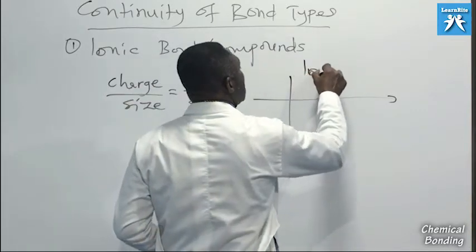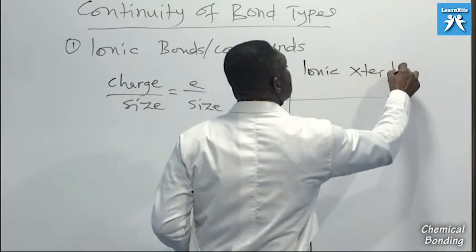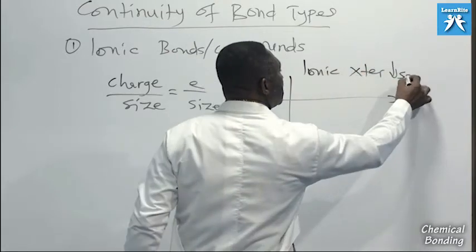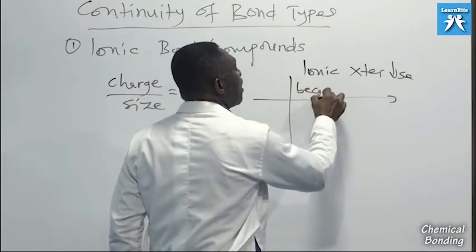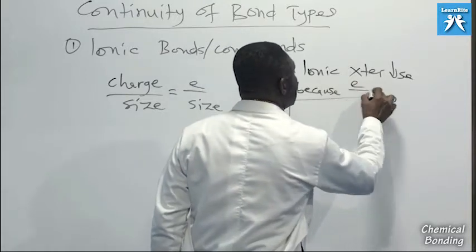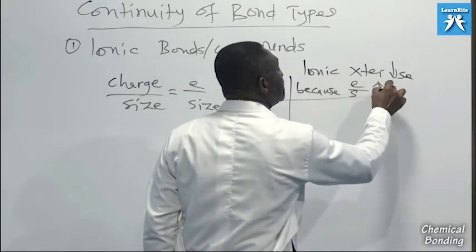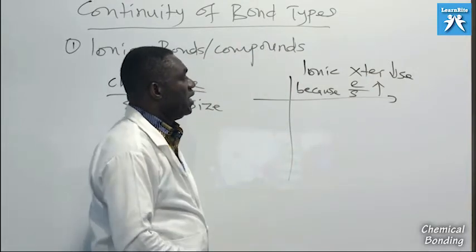ionic character decreases. Why? Because charge over size, or e over size, increases. As the charge density increases, so polarizing power increases.